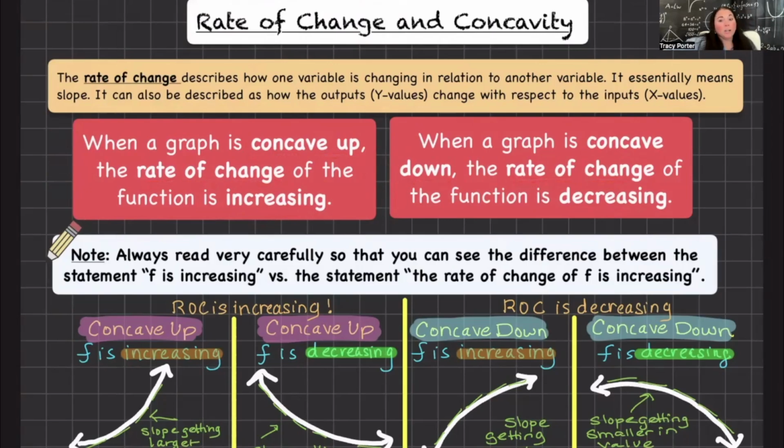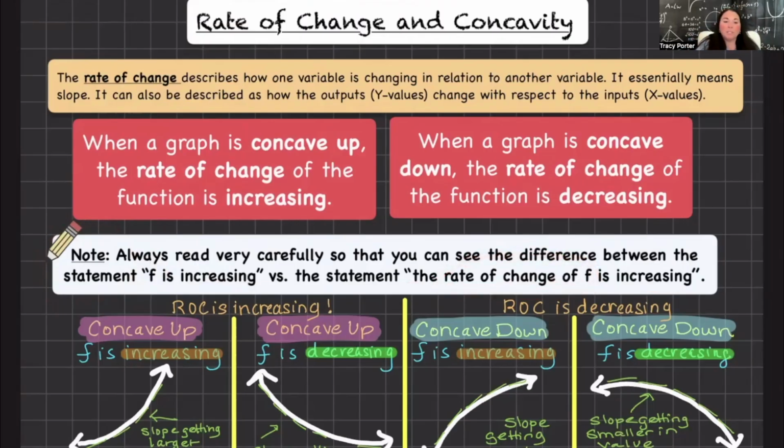And so this is where it starts to get really confusing because you have to read carefully. So I put this little note in here: always read very carefully. Make sure that if you read the question, you're trying to see, is it saying that f is increasing? Because that means the function's increasing. That's what we talked about in the first video. Or if you have the statement, the rate of change of f is increasing, that means something different. So make sure you read that carefully. Are we talking about the function, or are we talking about the rate of change of the function?